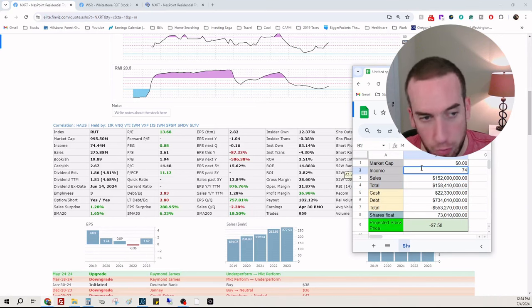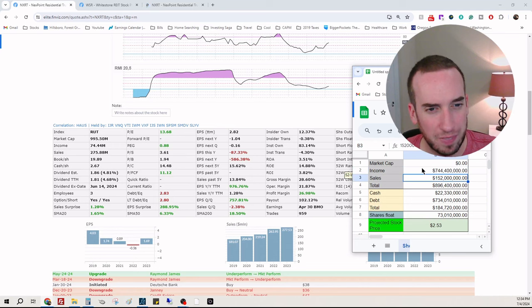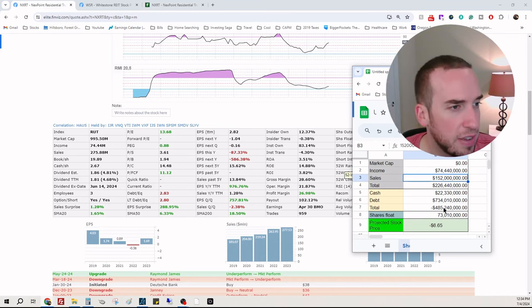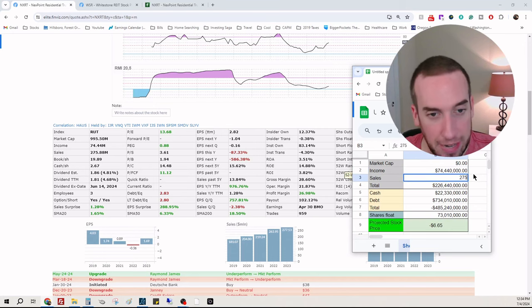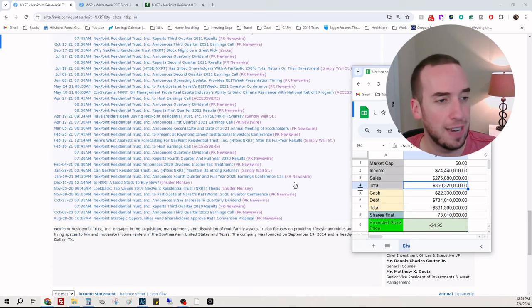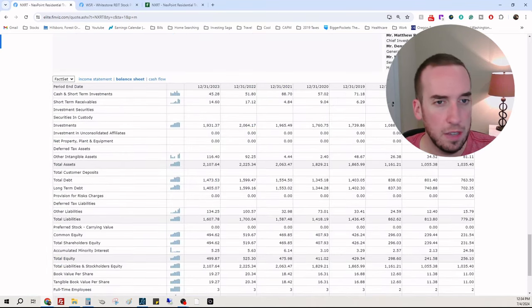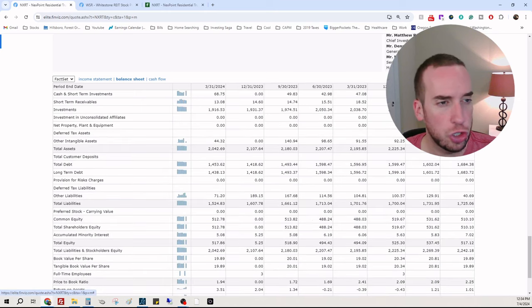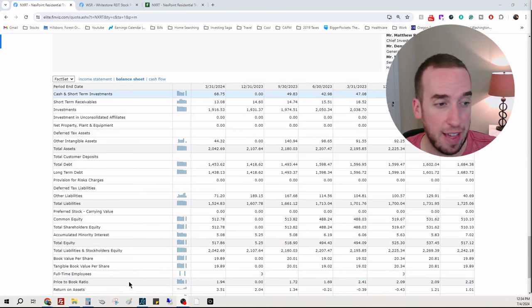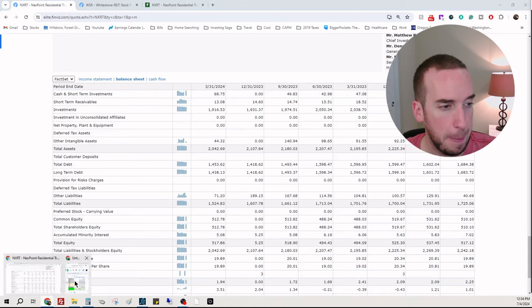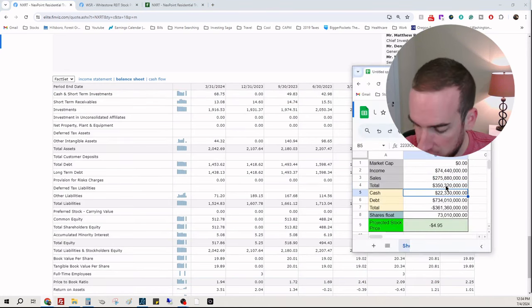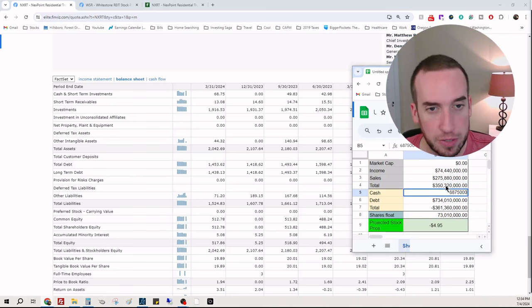Okay, 74,440,000. That's an extra zero. Let's take a zero out. Sales is 275,880,000. Let's go down to cash and debt. Cash, 68 million. That's the most cash they've had in a couple of years. Good for them. Okay, cash 68,750,000.